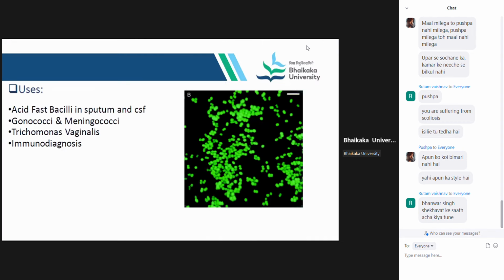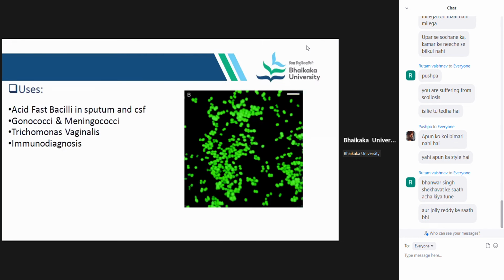Now, where is this used? It is used for acid-fast bacilli in sputum and CSF, that is cerebrospinal fluid, gonococci and meningococci, Trichomonas vaginalis, and immunodiagnosis. Immunodiagnosis, what is that? Immunodiagnosis means when we want to see some cells which have specific antigens, then we can stain them with a fluorescein dye, and we will do this using antibodies against that antigen.